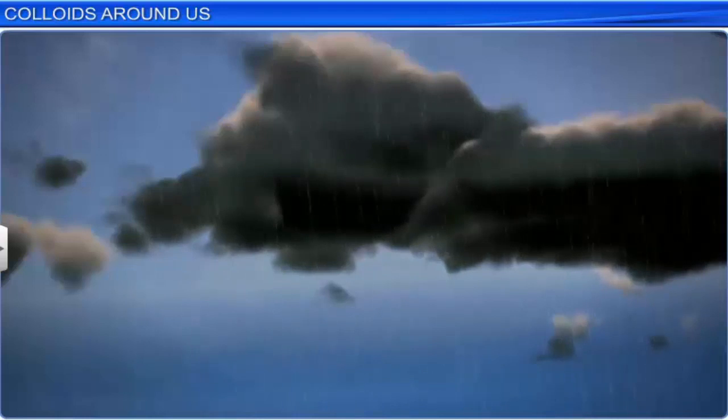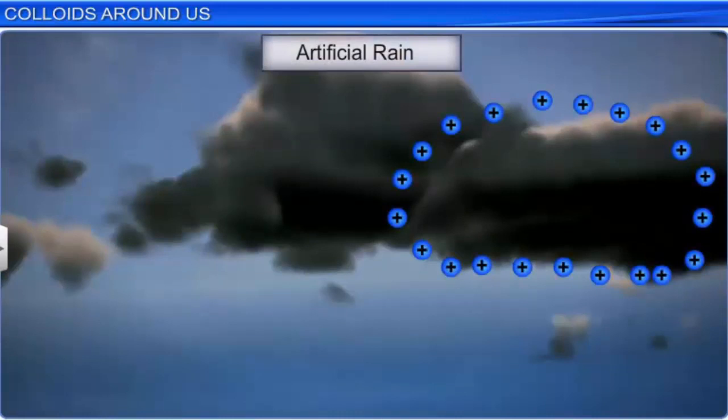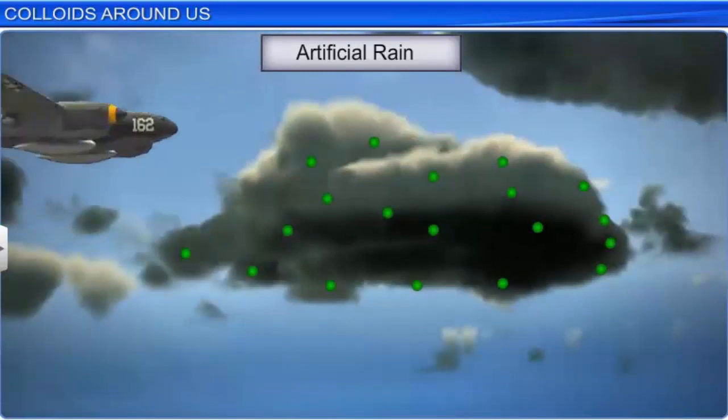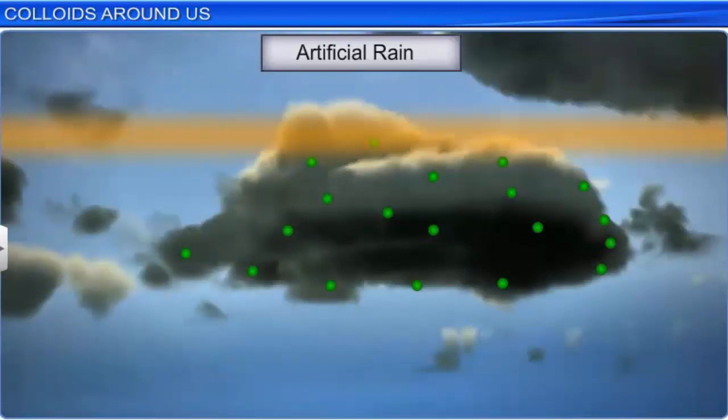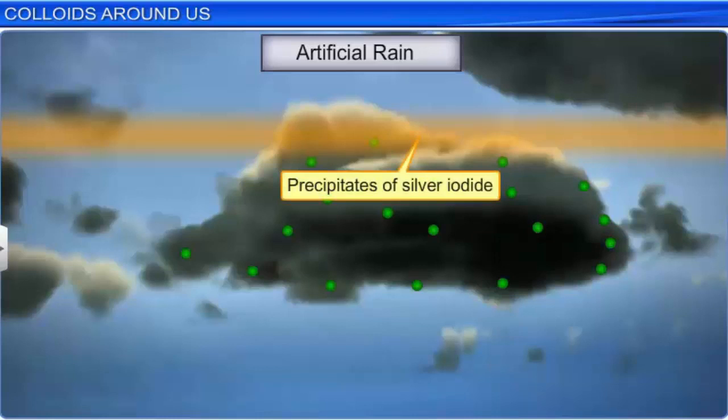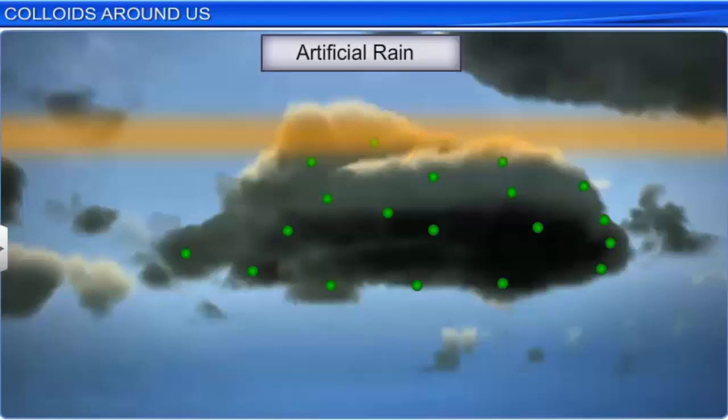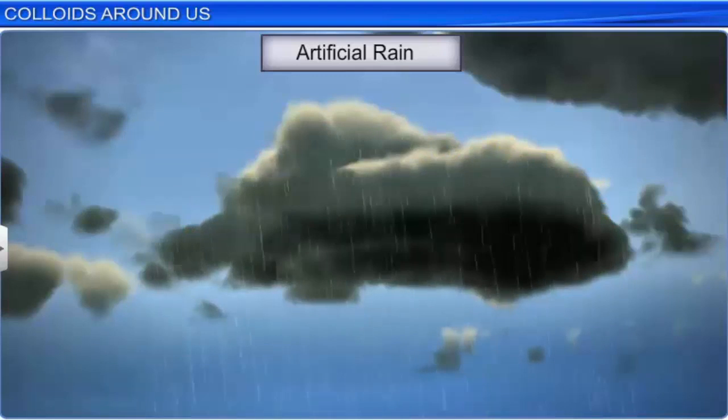We also come across the term artificial rain. Clouds, as we now know, are colloidal, carrying some electrical charge. Clouds can be made to cause rain by spraying oppositely charged colloidal dust or sand particles, or precipitates of silver iodide, over them. The neutralization results in coagulation of the water droplets, which come down in the form of rain. This type of rain is called artificial rain.